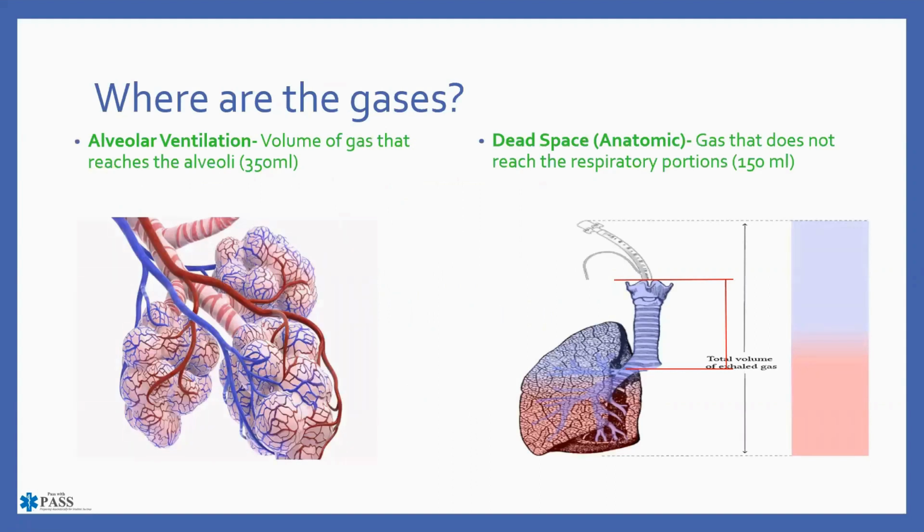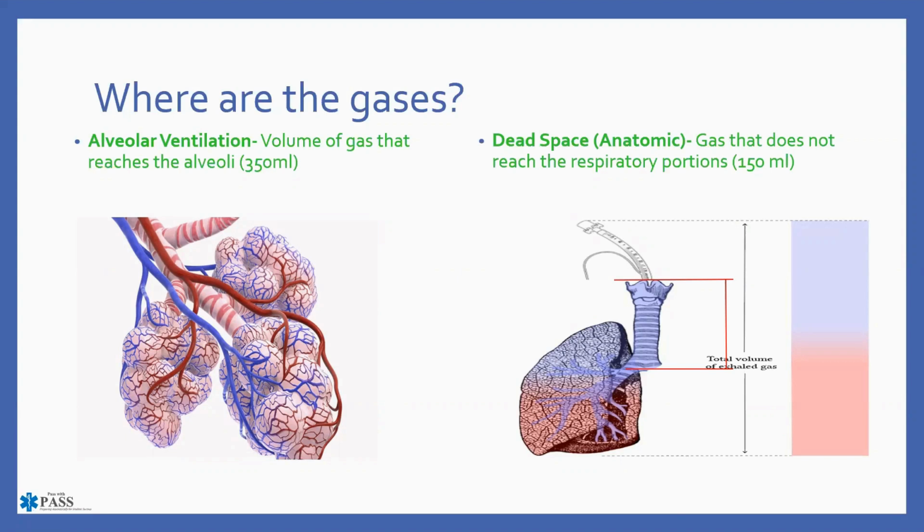When we talk about looking at capnography and doing waveform studies, we need to know where the gases are coming from. And this is probably one of the most important concepts in this entire presentation of capnography alone. So we have alveolar ventilation, and that's the volume of gas that actually gets down and reaches the alveoli. It's down there, it's doing the work that needs to be done. Gas is offloading, gas is onloading, oxygen is getting into the tissue, CO2 is getting from the tissue back into the alveoli so that we can breathe that off through exhalation.